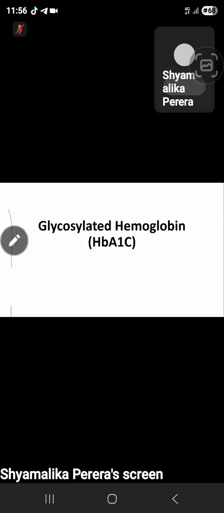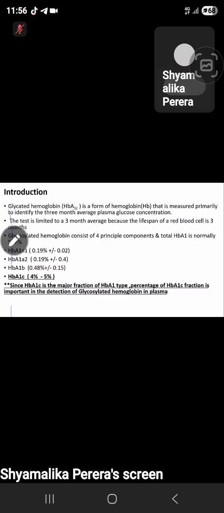Now there's a new thing, HbA1c, glycated hemoglobin. That means you can measure your blood glucose control, or the last 3 months average plasma glucose concentration in your blood, by assessing HbA1c, because this glycated hemoglobin is a product. If you have any excess amount of glucose in your blood, there's a tendency for this glucose to combine with the hemoglobin molecule inside the red cell.